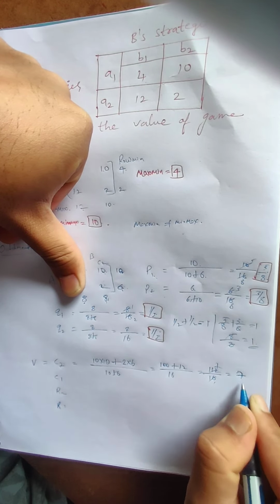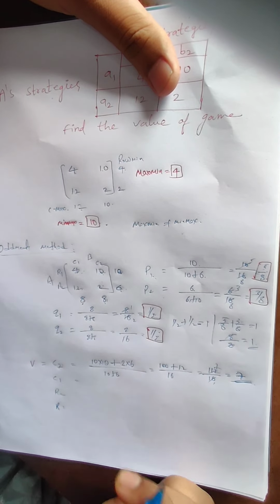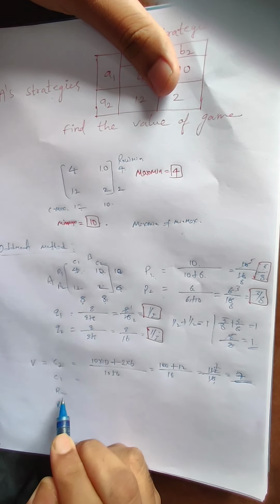So with this we can conclude the problem: the value of game is 7, and the probabilities of the respective strategies we can write down. But as I said, we can obtain the value of game by using 4 types, say C2, C1, R2 and R1. So now we have to use column 1 in order to get the value of game.